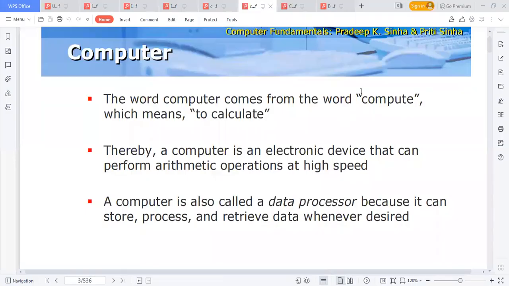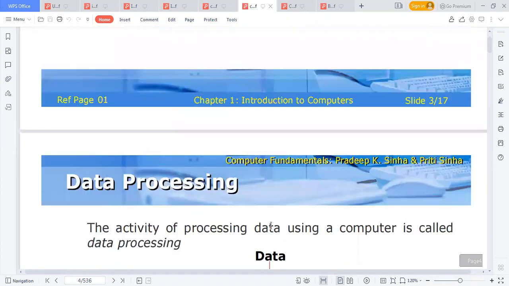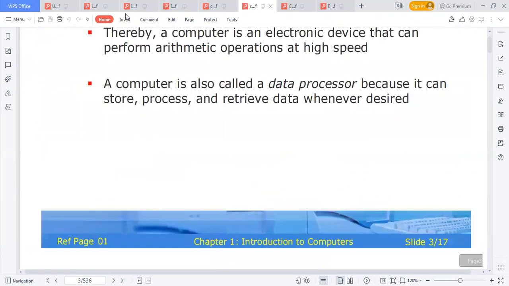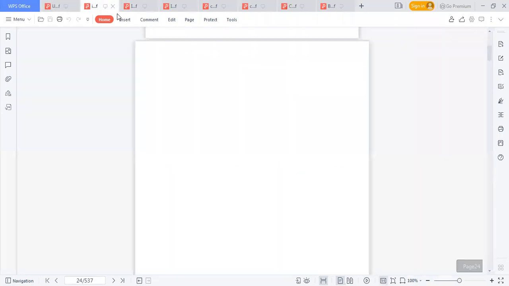Okay, first of all, what is computer? The word computer comes from the word compute, which means to calculate. Thereby, a computer is an electronic device that can perform arithmetic operations at high speed. So a computer is also called a data processor because it can store, process, and retrieve data whenever we desire. Okay. So the definition of computer can be said as like this.